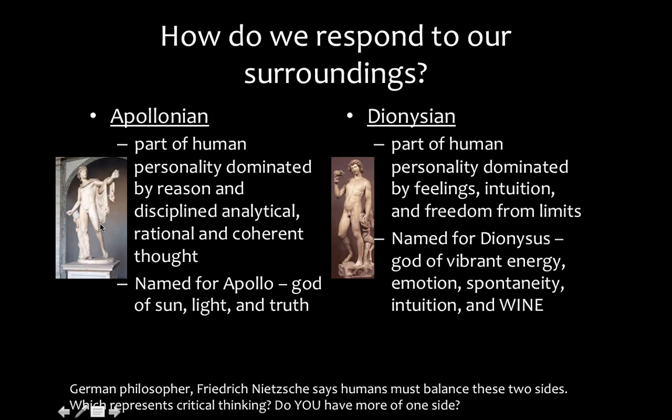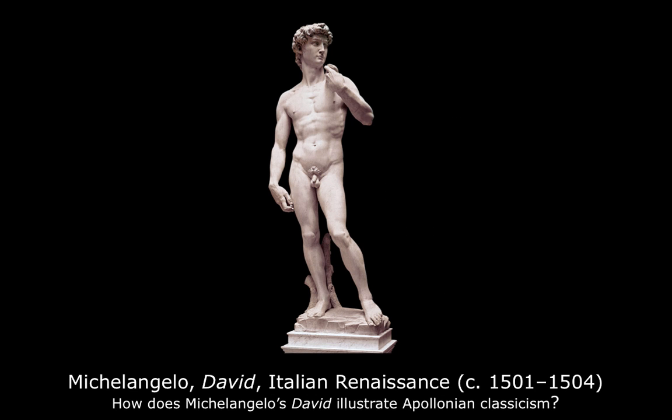And of course, as the German philosopher Friedrich Nietzsche says, humans have both of these sides and they must figure out how to balance the two. So there's a time and a place for both of these types of responses. And so I just want to run through some images of art here that are said to represent either an Apollonian or a Dionysian viewpoint.